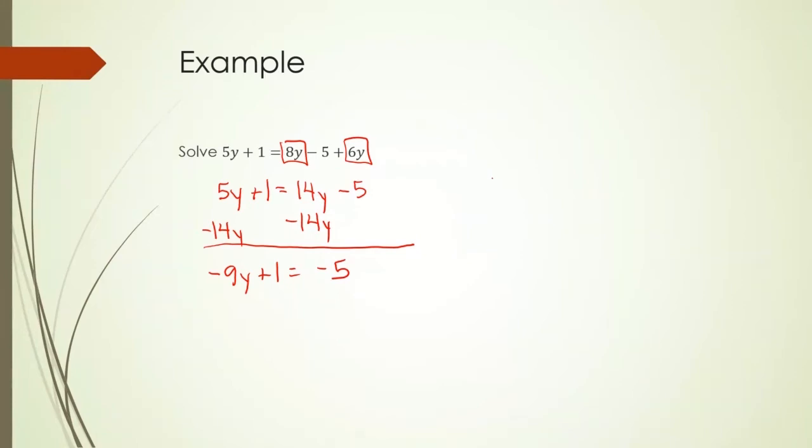Because I still have 2 things on the left, we don't want to do the multiplication or division yet. We want to wait until there's 1 thing equals 1 thing. So I would do another addition or subtraction here. And I would look at that 1, because I don't want that on the same side as the y. So I would want to subtract the 1 from both sides.